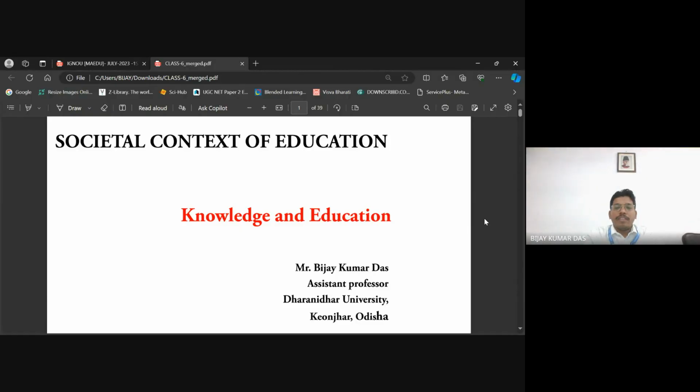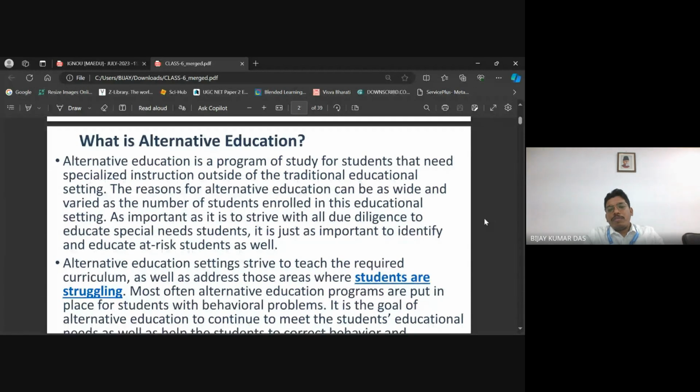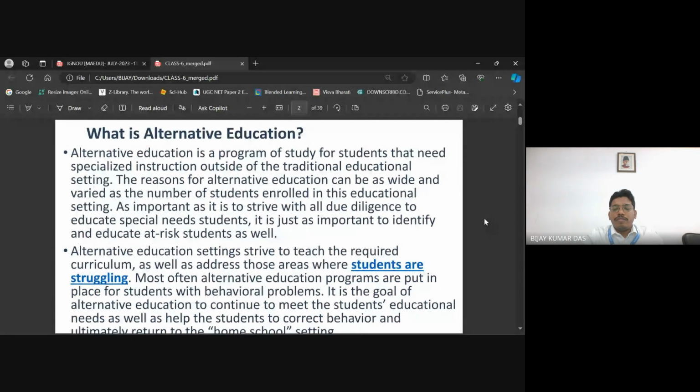Learning in digital form, digital mode. You may talk about it as an alternative or other way of receiving education, distance education. So the concept comes to our mind: what actually is alternative education? What is this?